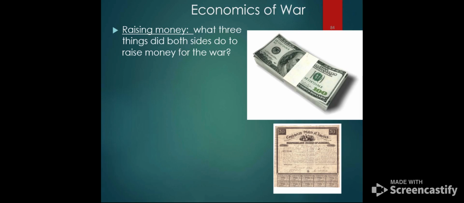They depended on each of these three in different ways, and I'll show you that at the end. So number one, both sides started an income tax. We've talked about taxes earlier in this year. To this point in your lives, you've only paid a sales tax. An income tax is tax on money earned. It's a job tax. And ironically, this was the first income tax in American history. And surprisingly, after the war, the income tax went away until about 1915 or so.